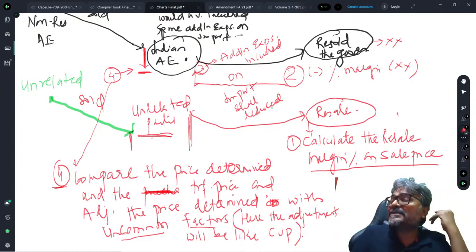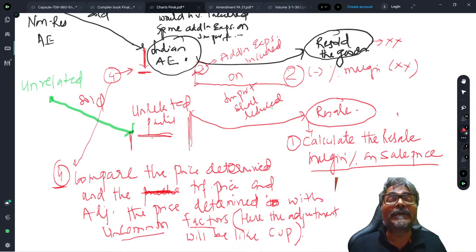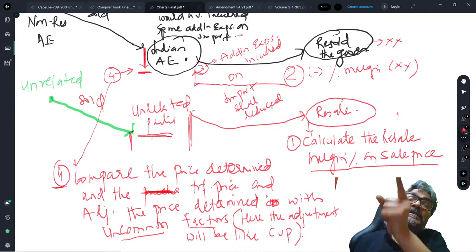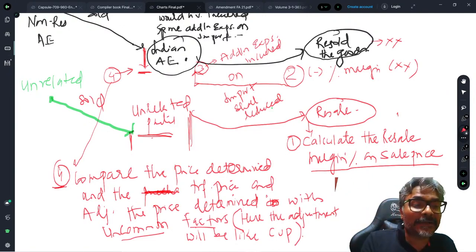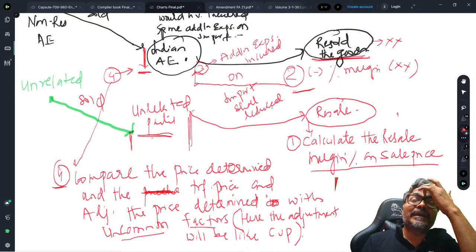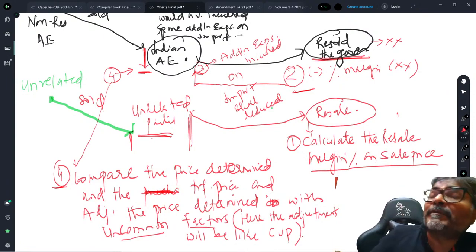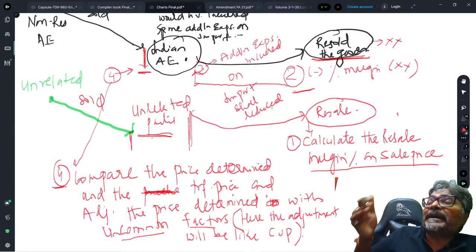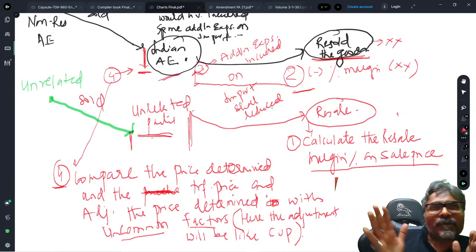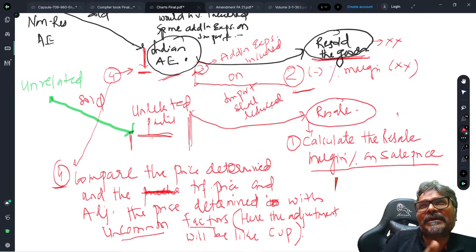So again, just quickly recapitulating the entire point. First, students, the first step is to calculate the resale price margin. That will be through the uncontrolled transactions. So you'll get the resale price margin. Apply the resale price margin to the price at which the goods were being sold by the Indian A. So that will bring you to the cost level. Once you reduce to that particular price, it will bring you to the cost level. And then whatever additional cost the Indian A would have incurred on the purchase of that goods, that additional cost will be reduced.